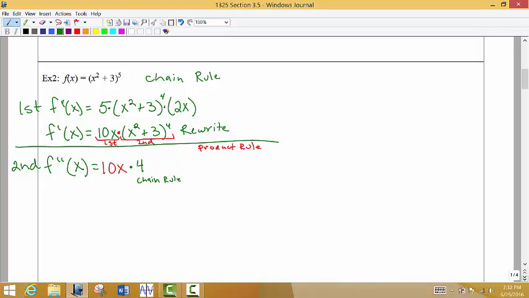So it's going to be bring down the power of 4, write the inside function as is, reduce the power by 1, and then once again we're going to multiply by the derivative of what's inside the parentheses. So that's going to be 2x. So it's the first times the derivative of the second, plus the second as is, so that's x squared plus 3 to the power of 4, times the derivative of the first. So I'm taking the derivative of 10x. The derivative of 10x is just 10.